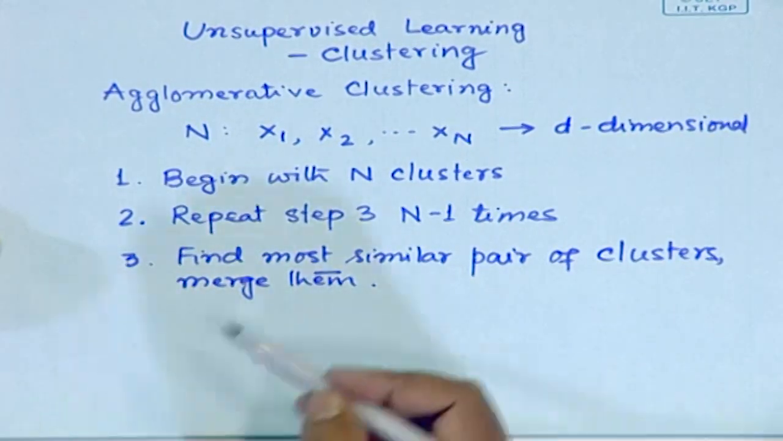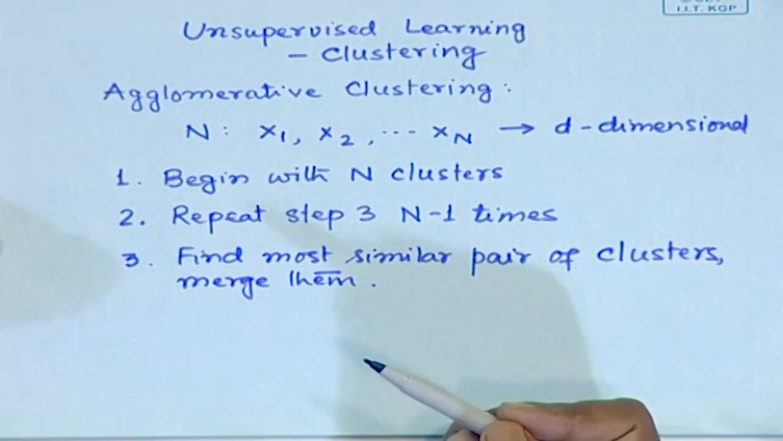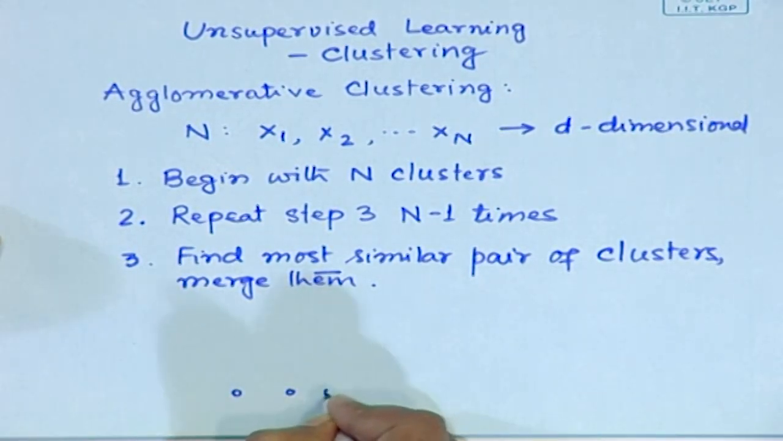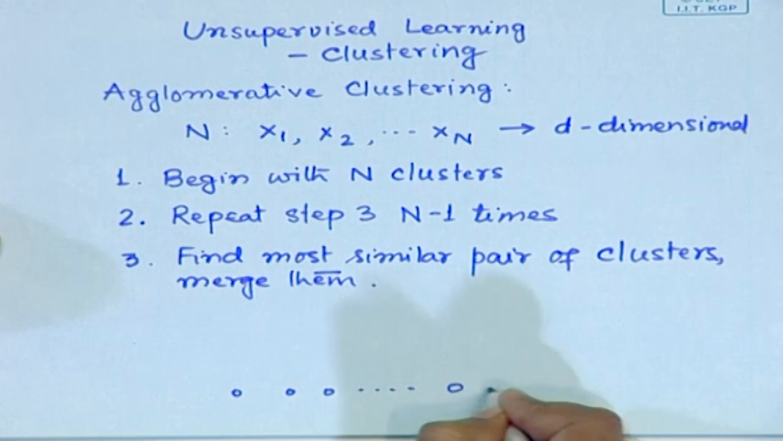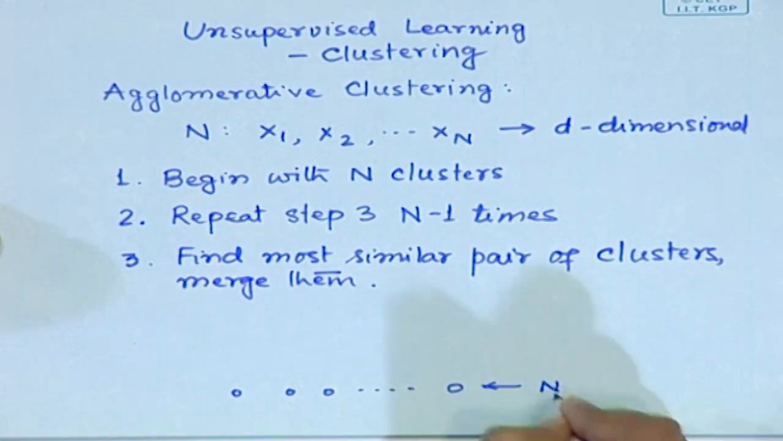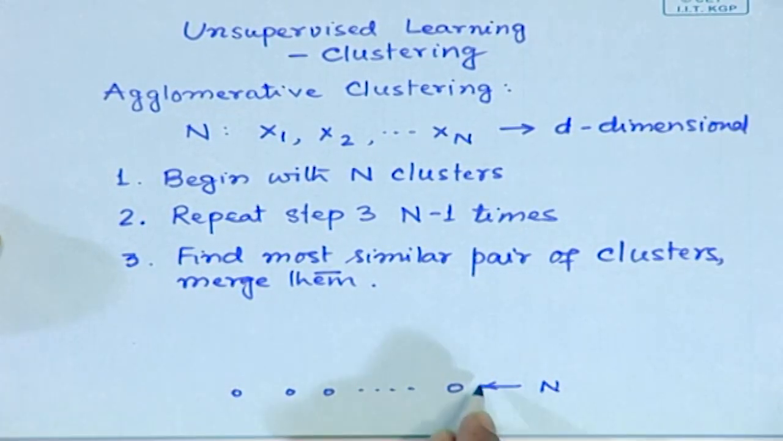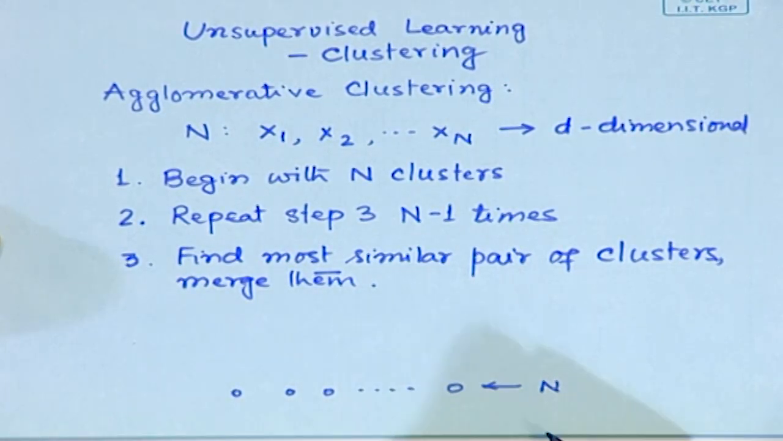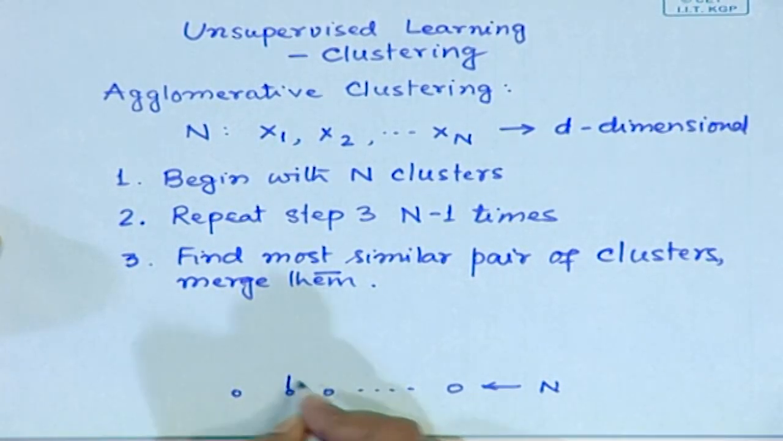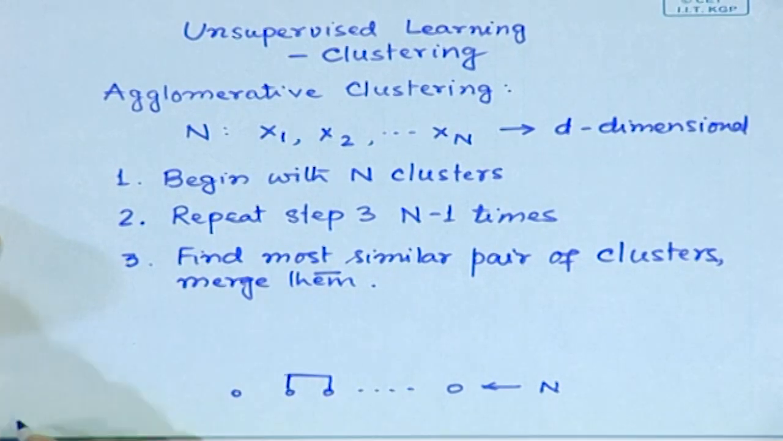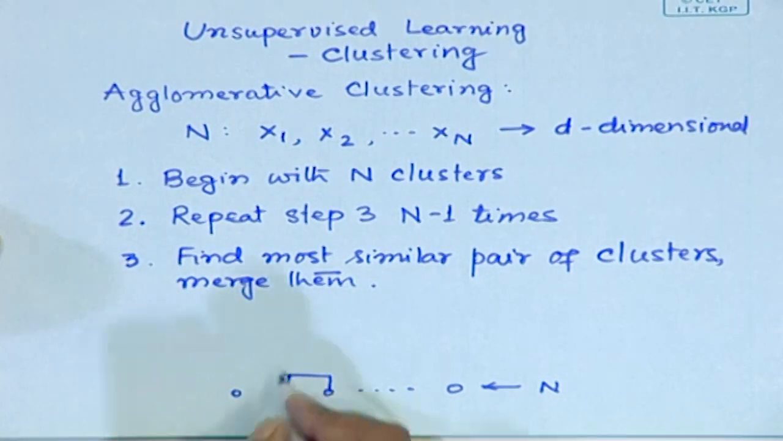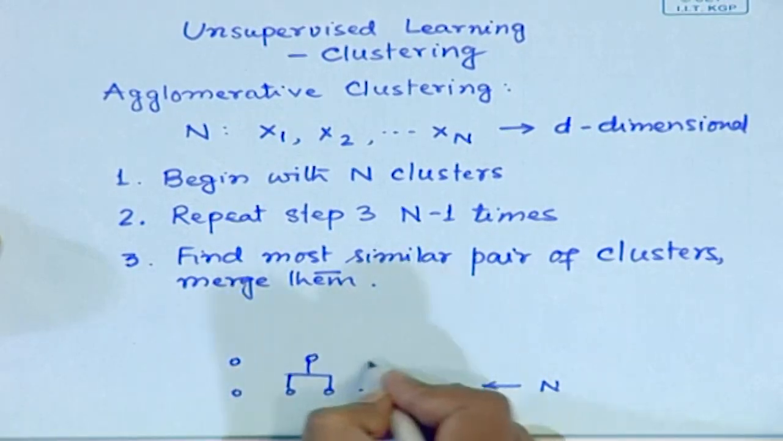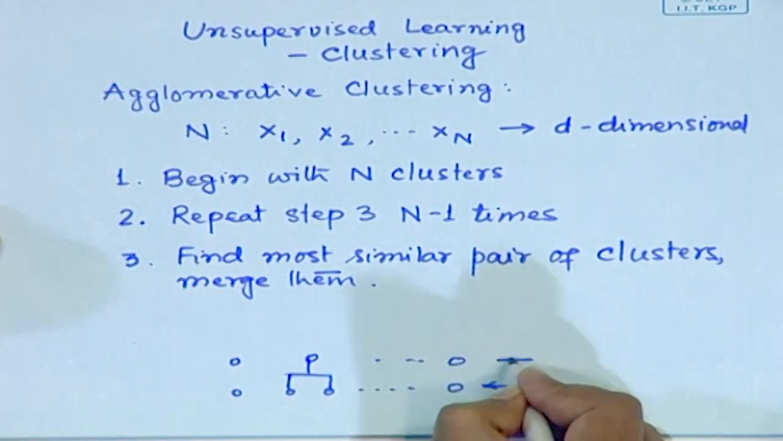If I do it n minus 1 times, you find that at the bottommost level, I start with n feature vectors. So, there are a total of n feature vectors. Then in the next step, I find out the most similar pair of clusters. Suppose these are the two clusters which are most similar. I have to merge them. After merging them, the number of clusters that I have is n minus 1.